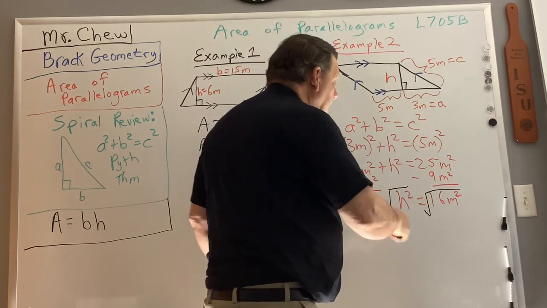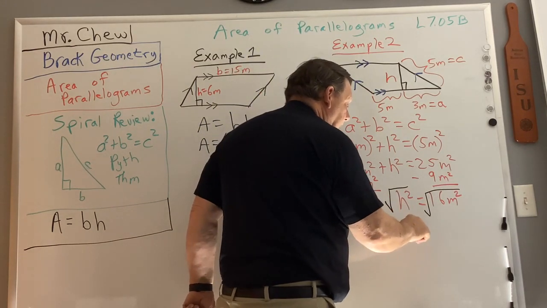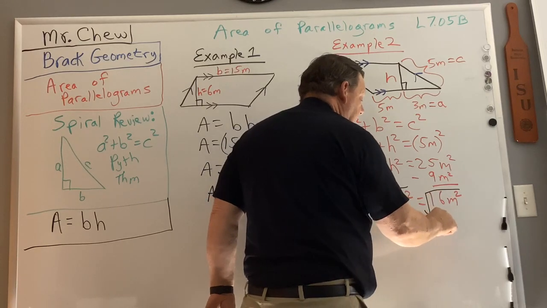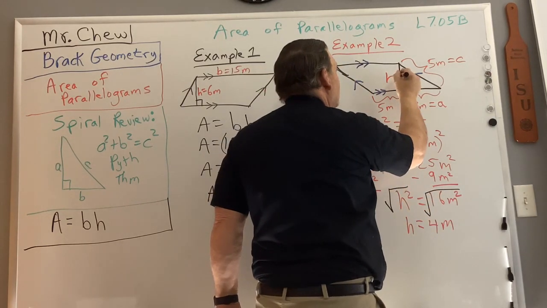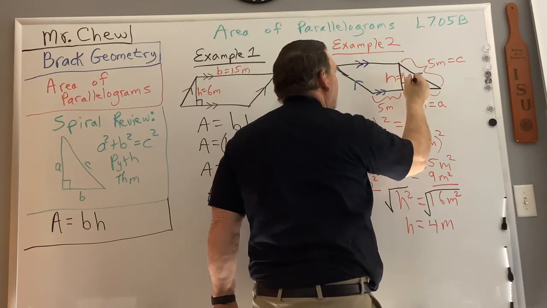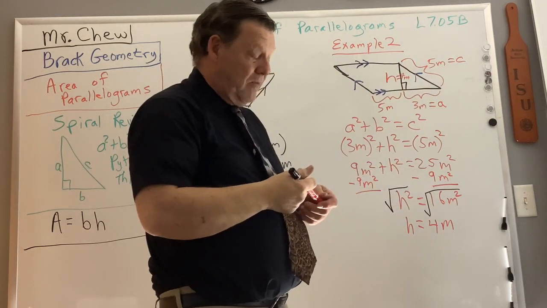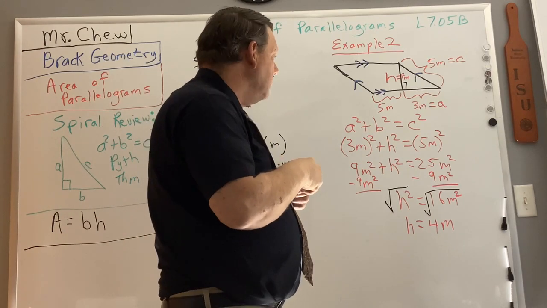The square root of h squared is h. Square root of 16 is 4. Square root of meter squared is meters. So I know that this equals 4 meters now. And I had to have that before I could move on. All right?